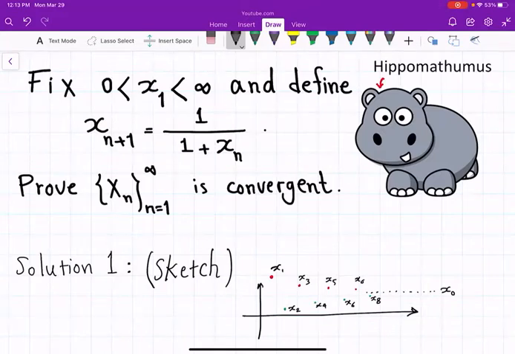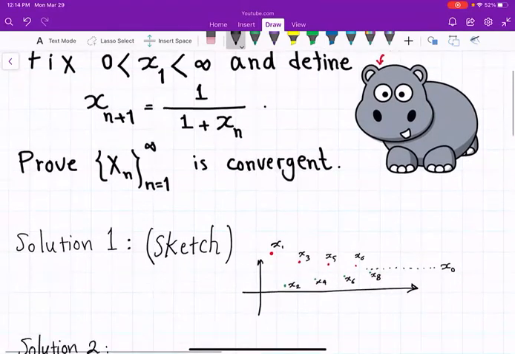If you start with a small x1, then these roles will switch and your odd sequence will be increasing and the even will be decreasing. Why this happens requires some, of course, calculations, which will be kind of buried inside the calculations that I'm going to do for solution number 2.